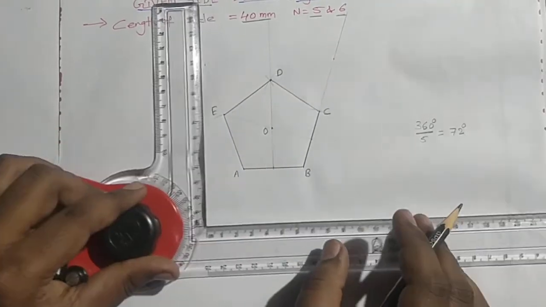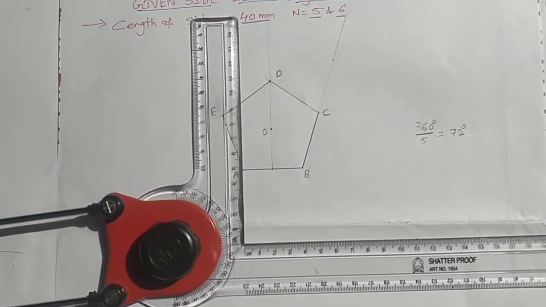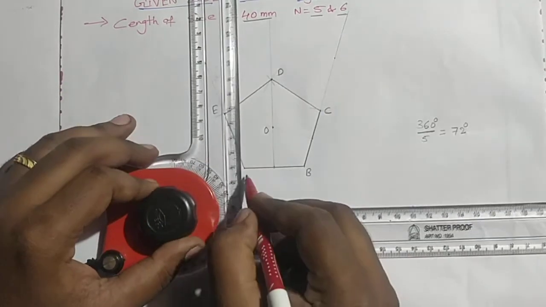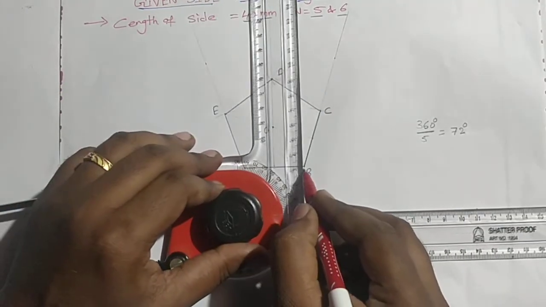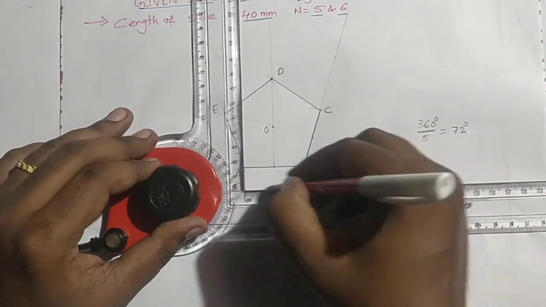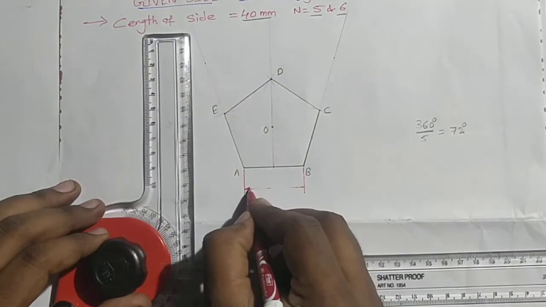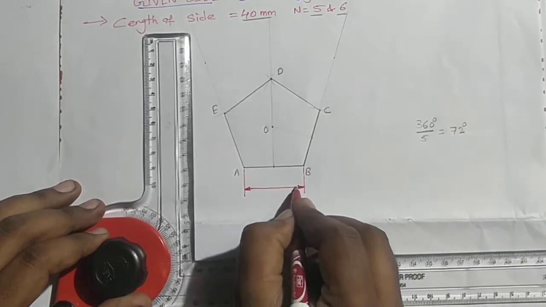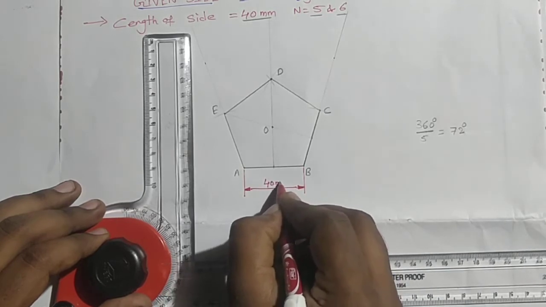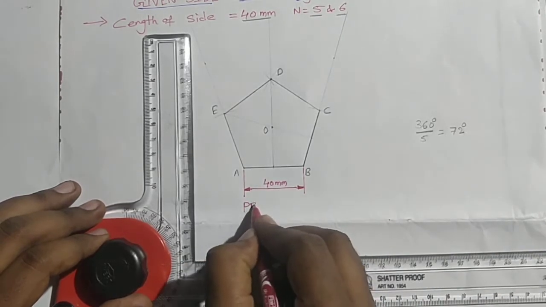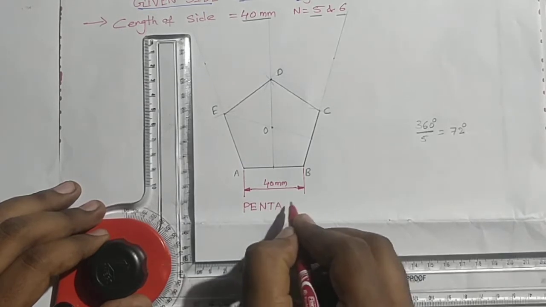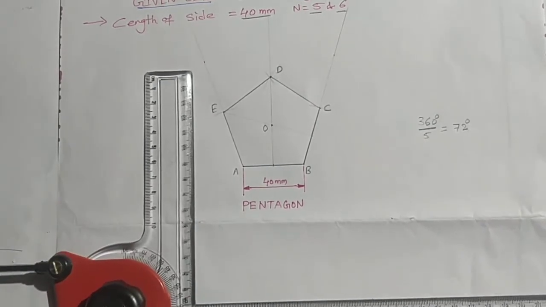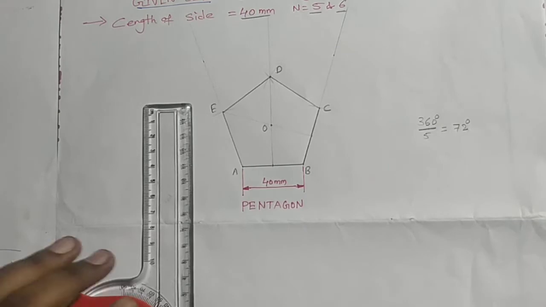Next, give the dimension. Next, by using the same procedure, draw the hexagon.